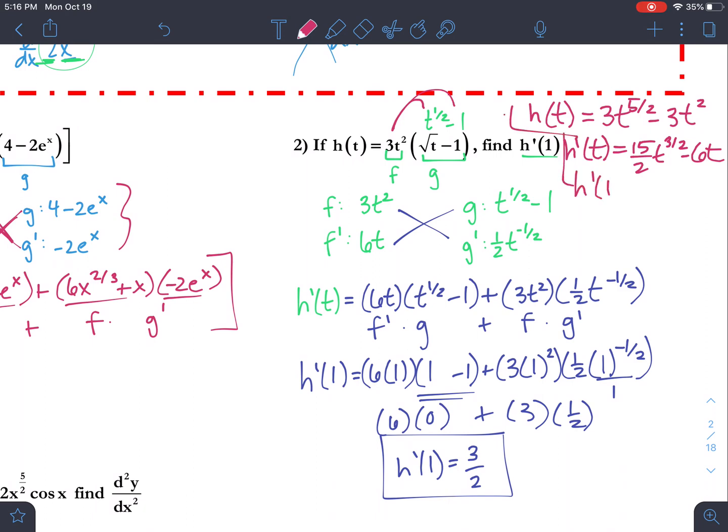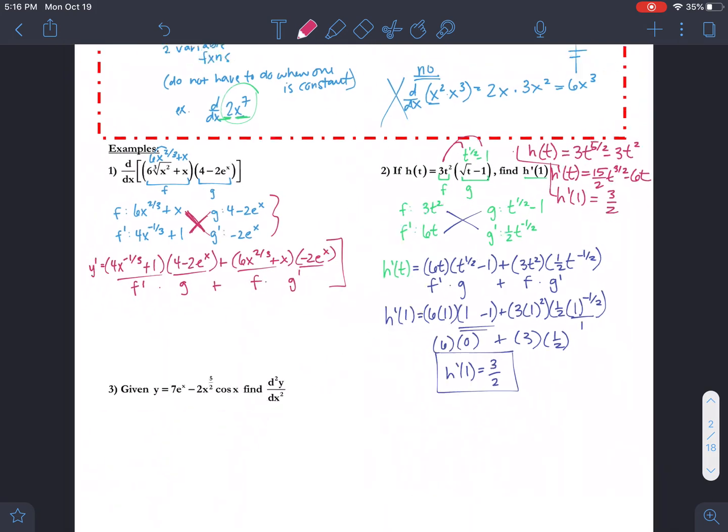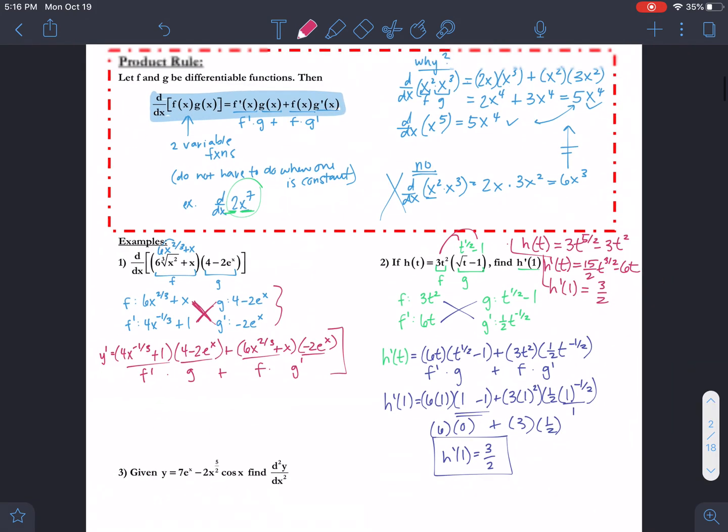And then if you did h prime of 1, you would get 15/2 times 1 minus 6 times 1, which is 3/2. So I just wanted to show you, you actually could do either version here, so I don't want you to feel like you had to do product rule, but it's also a nice option to have as well. So that is product rule. Okay, so again, that's when we're multiplying two variable functions, and we're going to save number 3 for class.